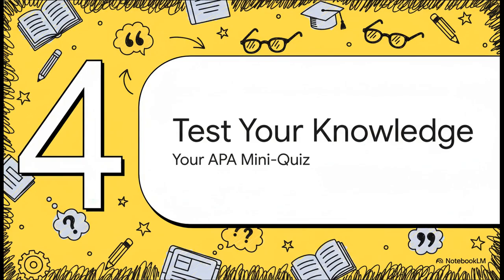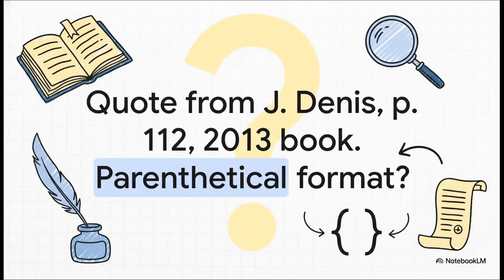All right, you've seen the rules, you've seen the examples. Now it's time to put your new skills to the test with a little mini quiz. Don't worry, there's no pressure. It's just a good way to check your understanding. Okay, first one up. You're using a direct quote from a book by an author named Jasmine Denise. The book is from 2013, and the quote is on page 112. You need a parenthetical citation. How would that look? Take a second and think about it.